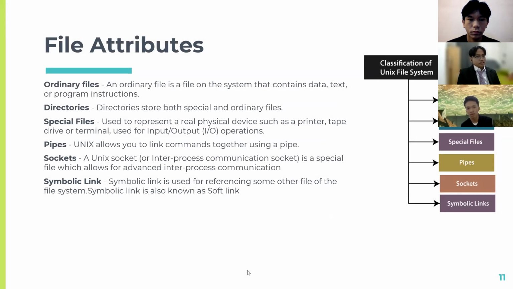The ordinary file. An ordinary file is a file on the system that contains data, text, or program instructions. Directories store both special and ordinary files. Special files are used to represent real physical devices such as a printer, tape drive, or terminal, used for input or output I/O operations. Pipes: Unix allows you to link commands together using a pipe. A socket, a Unix socket, is a special file which allows for advanced inter-process communication. A symbolic link is used for referencing some other file. In the file system, a symbolic link is also known as a soft link.